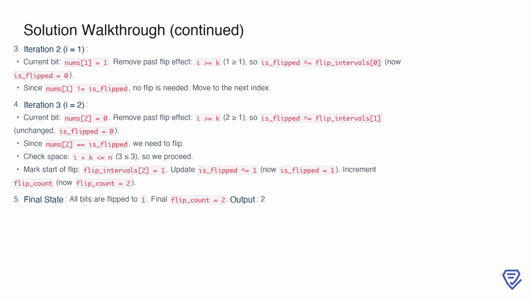We proceed to I equals 2, where the current bit is nums[2] equals 0. Again, we remove the effect of any past flips by XORing is_flipped with flip_intervals[1], but is_flipped remains 0. Since nums[2] matches is_flipped, we need to flip. We check if there's enough space, and since 3 is less than or equal to 3, we proceed. We mark the start of the flip at flip_intervals[2] by setting it to 1. Then, we toggle is_flipped to 1 and increment flip_count to 2. At this point, all bits in nums have been successfully flipped to 1, so the final output is 2.